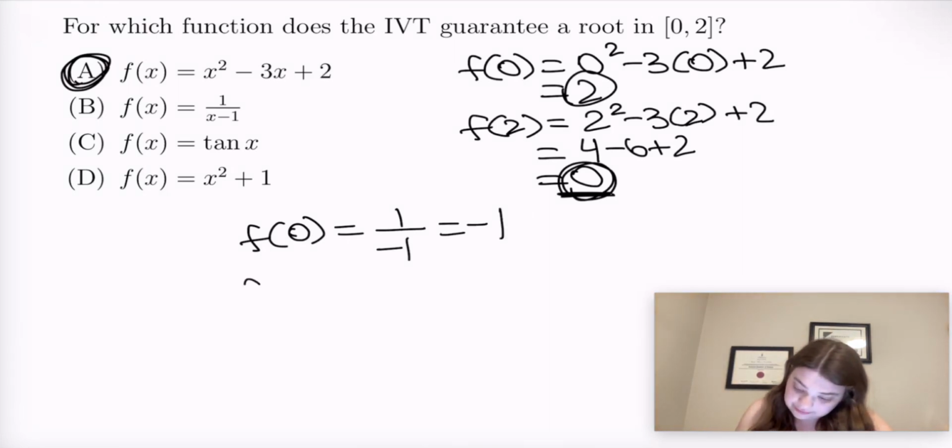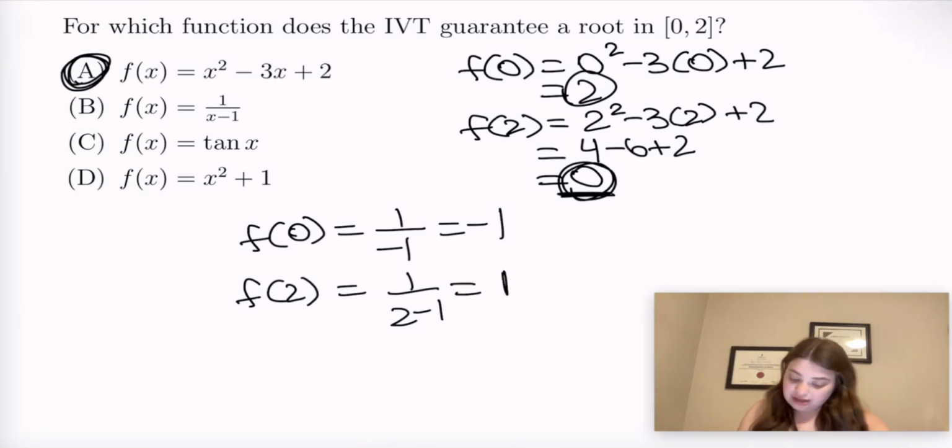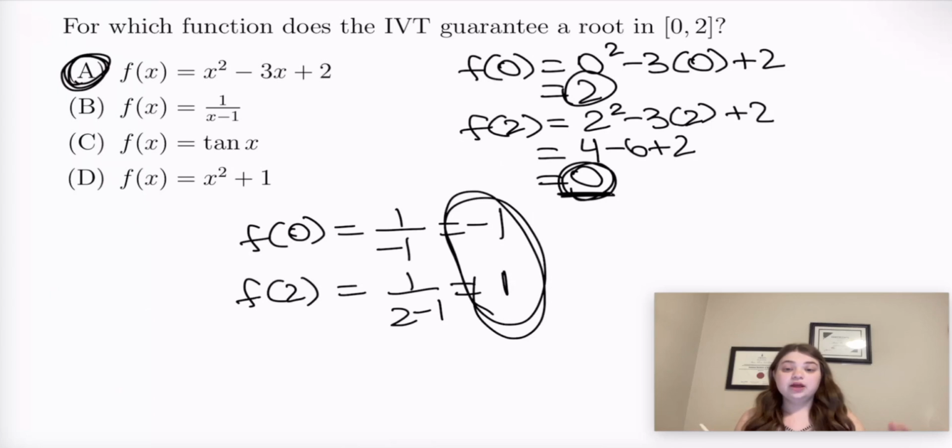And then for f of 2, we would get 1 minus 2, 1 over 2 minus 1, which is 1. And so on the surface, it looks like, oh, well, couldn't it be B? Because 0 is between these values, so at some point we would have to hit 0. However, keep in mind that's only true if it's continuous from 0 to 2.